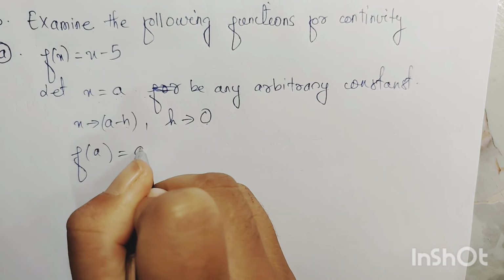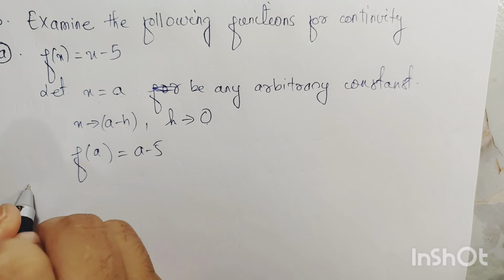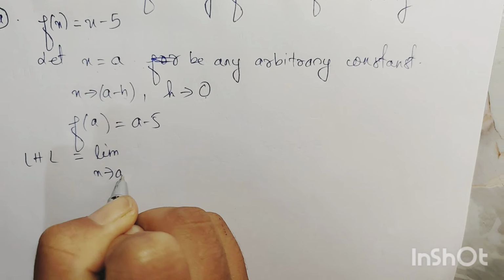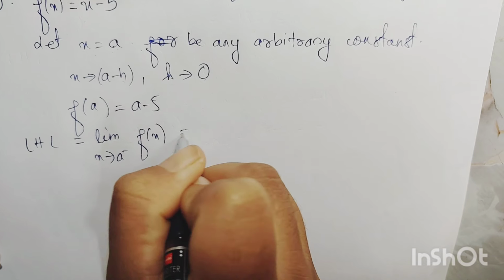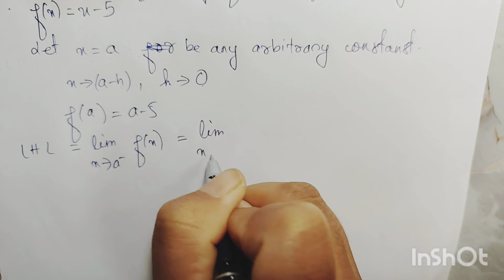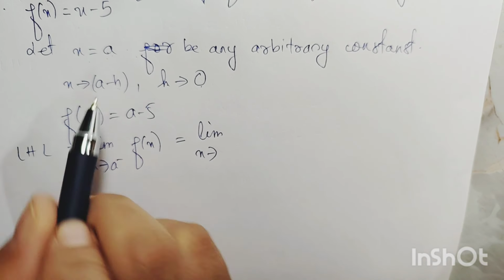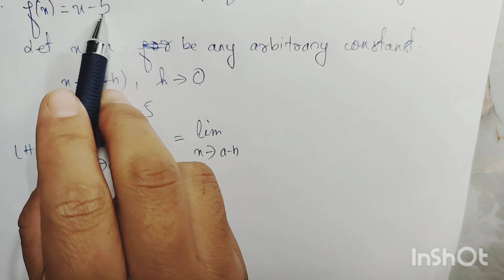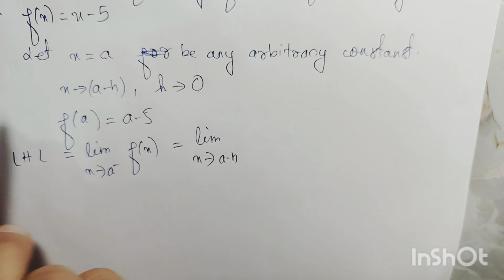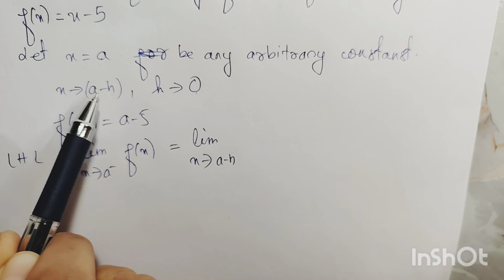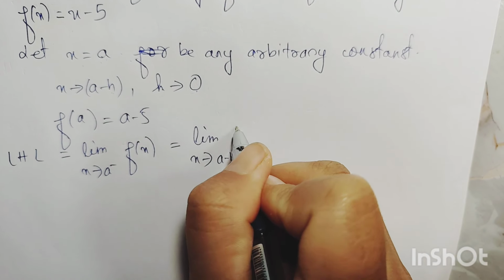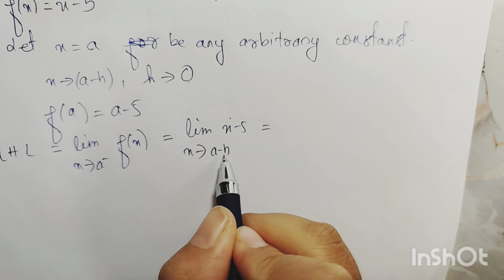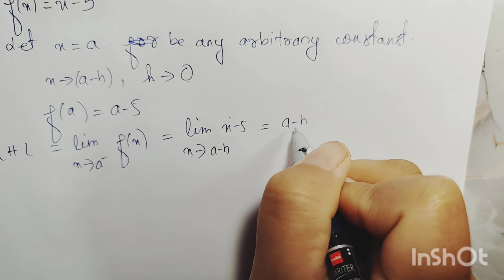f of a equals a minus 5. The left hand limit of x tending to a minus f of x equals limit of x tending to a minus h of the function, where x is a minus h, so x minus 5 becomes a minus h minus 5, with x tending to a minus h.